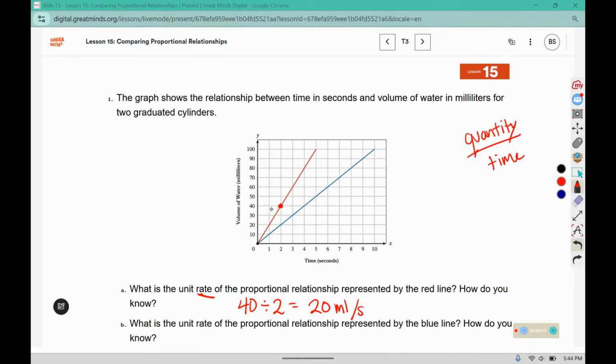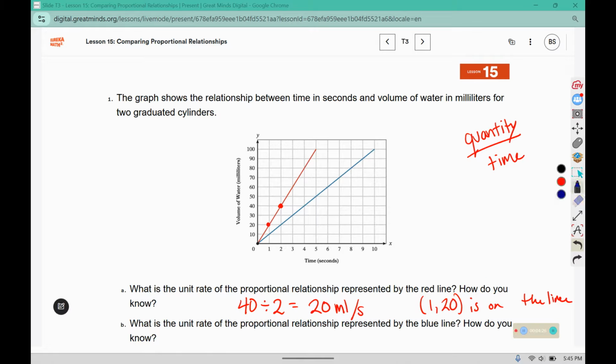And in the spot where it says, how do you know? Well, the point 1, 20 is on the red line. We used to talk about the point 1, k, where k was that constant of proportionality. It's been a while since we talked about this. I think that was back in 7th grade.